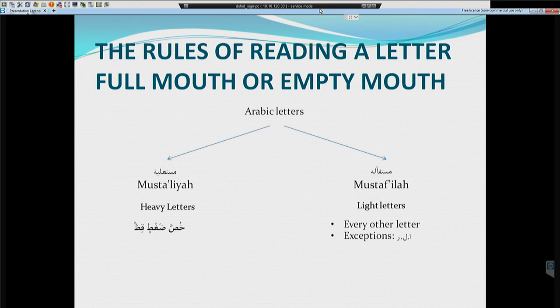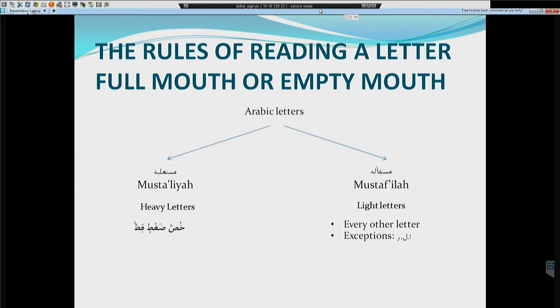And there are also different types of letters. To memorize them, this is the way the scholars have presented. This is not something I came up with. This came about centuries ago. This is how they remember. Khussa daghtin qid. Every other letter in the Arabic language is going to be pronounced lightly. Every other letter is called mustaf'ila. These are the light letters. Heavy letters, 7 letters: kha, sad, dad, ghain, ta, qaf, and dha. Khussa daghtin qidh. Those are the heavy letters.